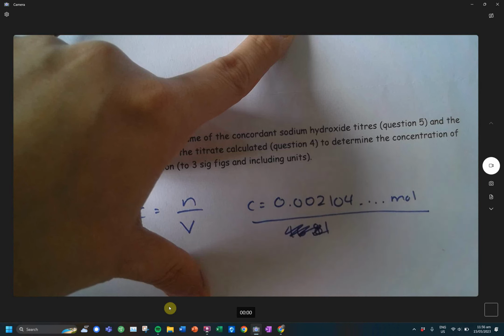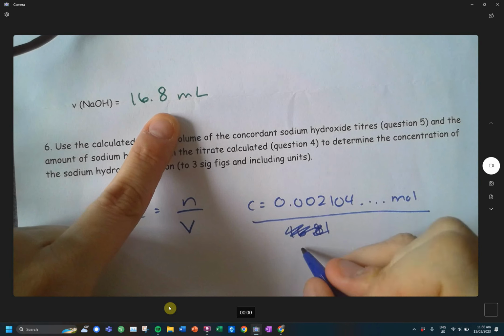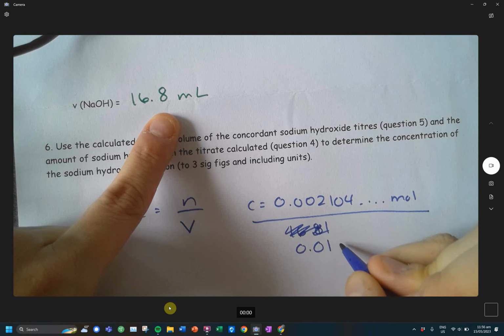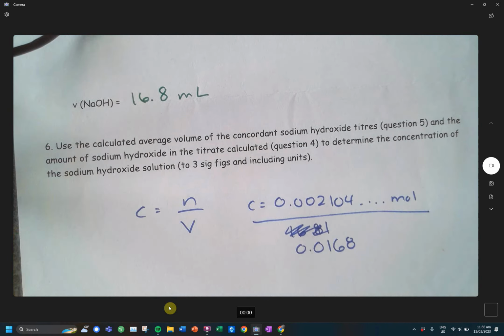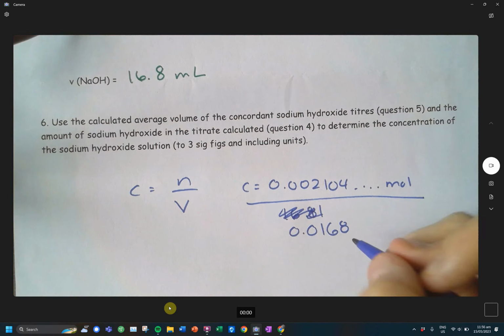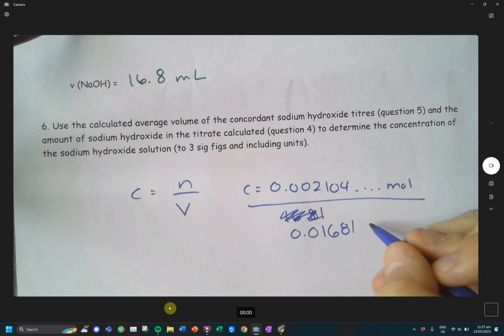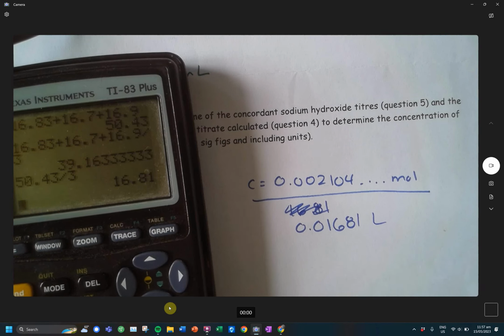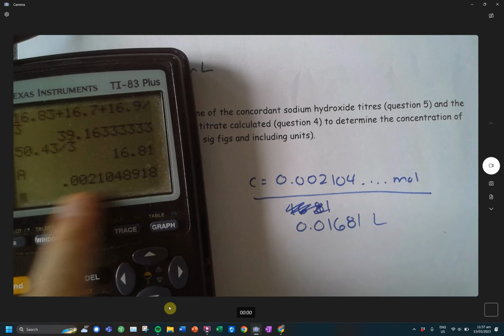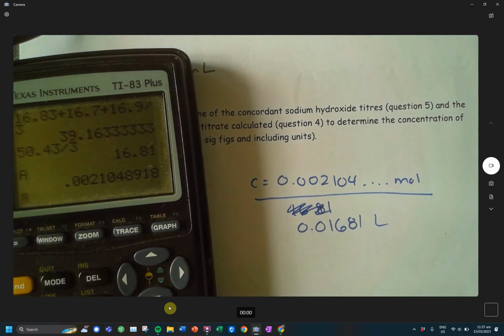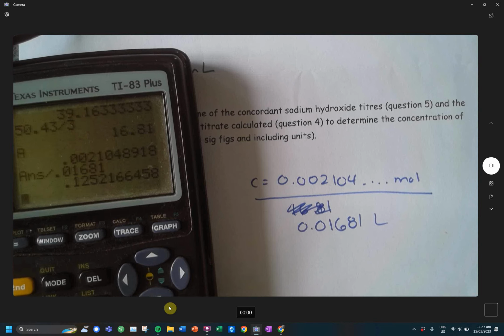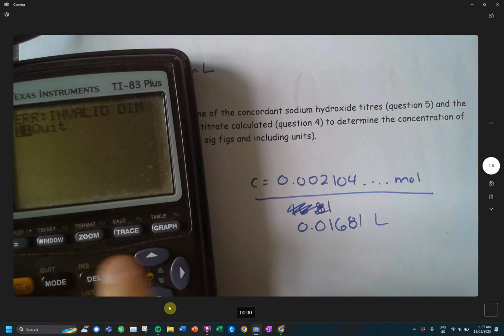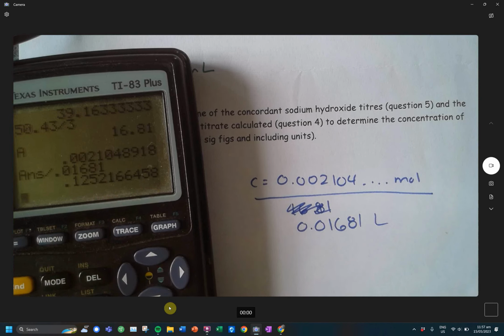Remember, that's in milliliters, so we need to convert into liters, so 0.0168. If you want to use the unrounded number, I wouldn't be fussed. All right, and then we do our final answers. I saved A to be our number, and then you divide it by your volume. And then that's our concentration. And that's our concentration of sodium hydroxide.